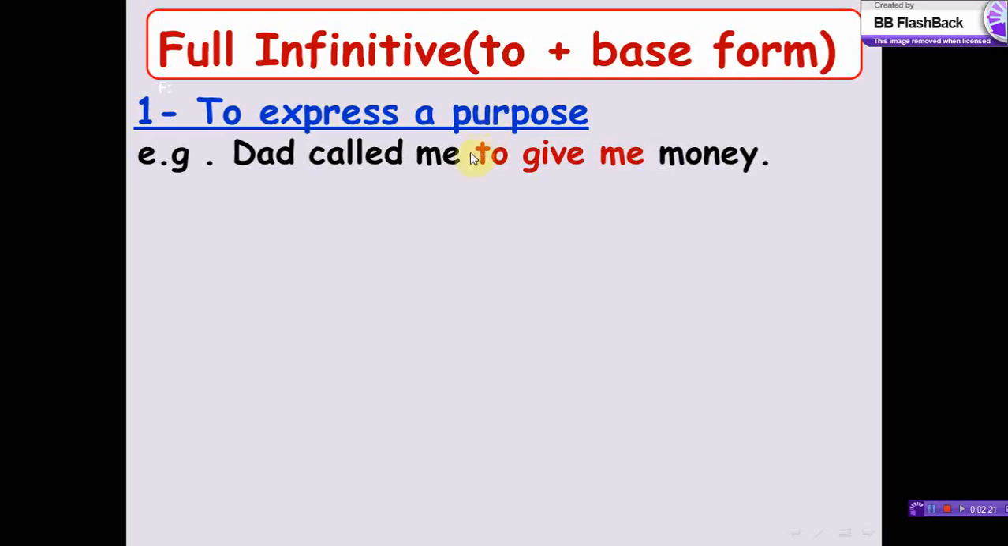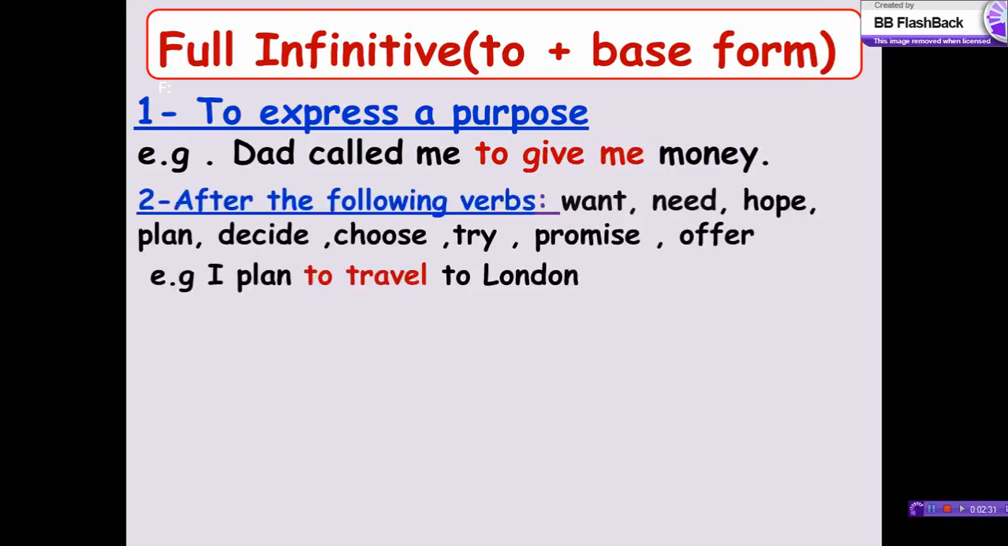So the second case in which we use the full infinitive is with certain verbs, and here you must memorize or learn by heart these verbs to know that you're going to use the full infinitive after them. They are want, need, hope, plan, decide, choose, try, promise, offer. Again please. Want, need, hope, plan, decide, choose, try, promise, offer.